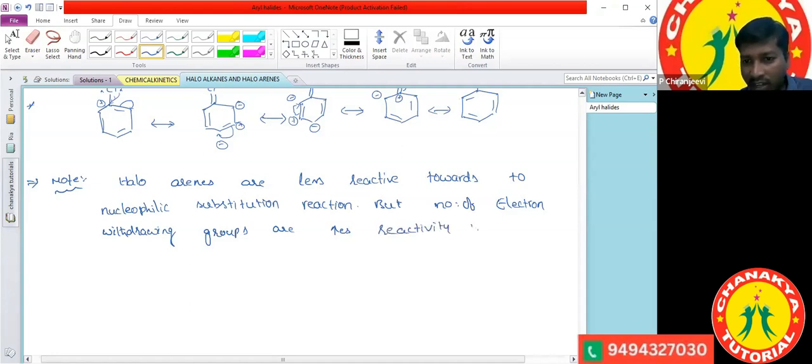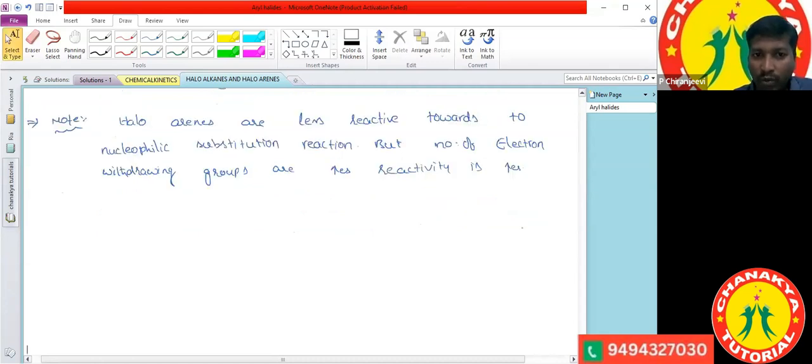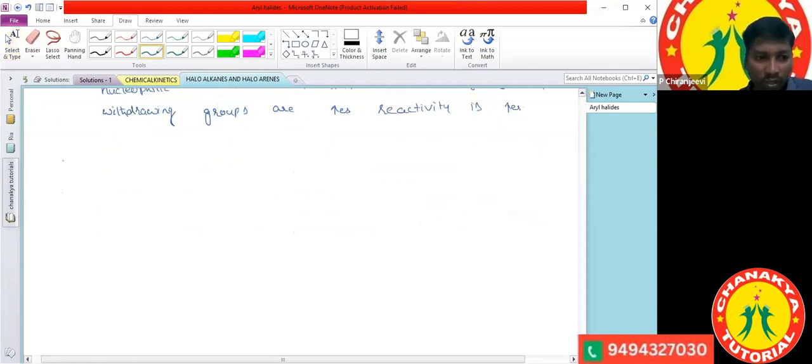Reactivity increases. So one question they asked based on this concept. What is the question they asked here?